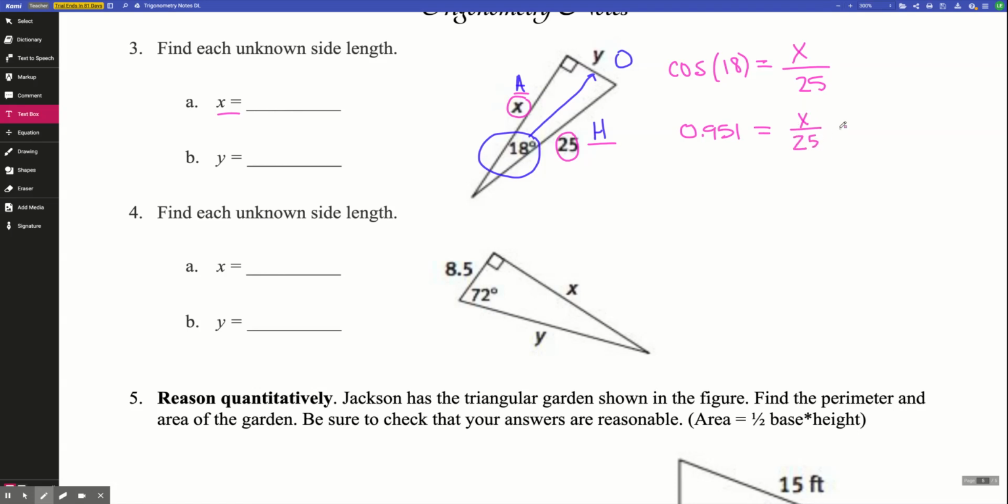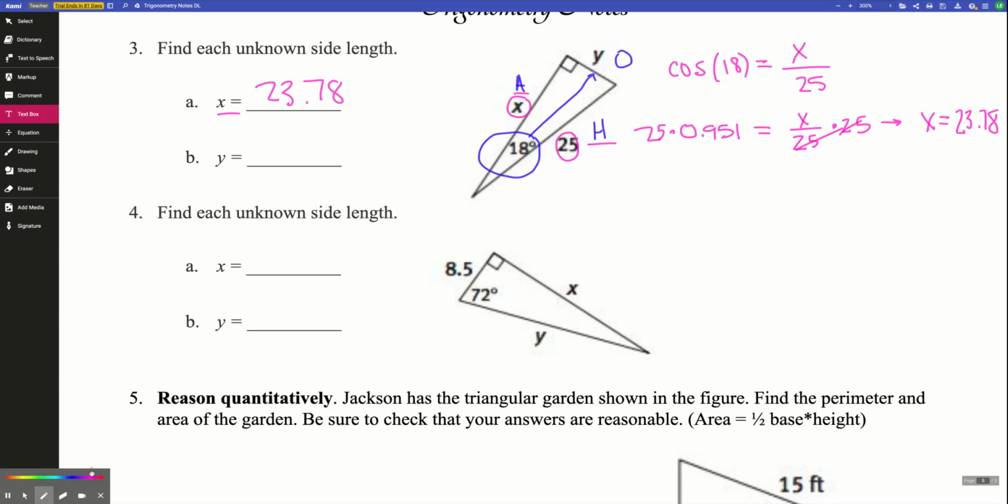Then since this is X divided by 25, I need to multiply by 25 in order to cancel this out and get X by itself. So again, I'm doing that in my calculator, and when I did, I got that X is equal to 23.78 if you round. Okay, so 23.78. Right? So now let's go through and solve for y.